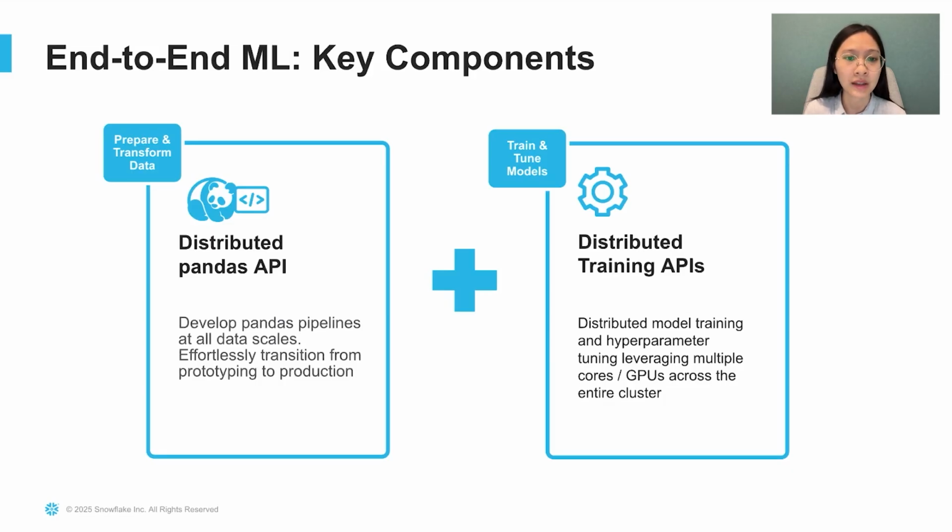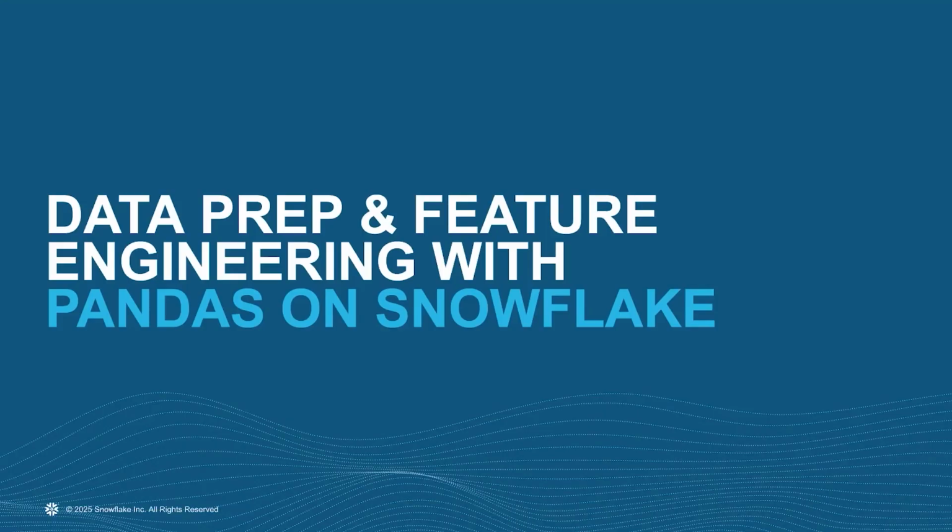Next, for model training and tuning, we'll take a look at Snowflake's machine learning distributed training APIs, which will let you train your ML models and run hyperparameter tuning across multiple cores and GPUs in your Snowflake cluster. In other words, you can scale up your training workloads without ever having to leave Snowflake. So let's start with the first step in this process.